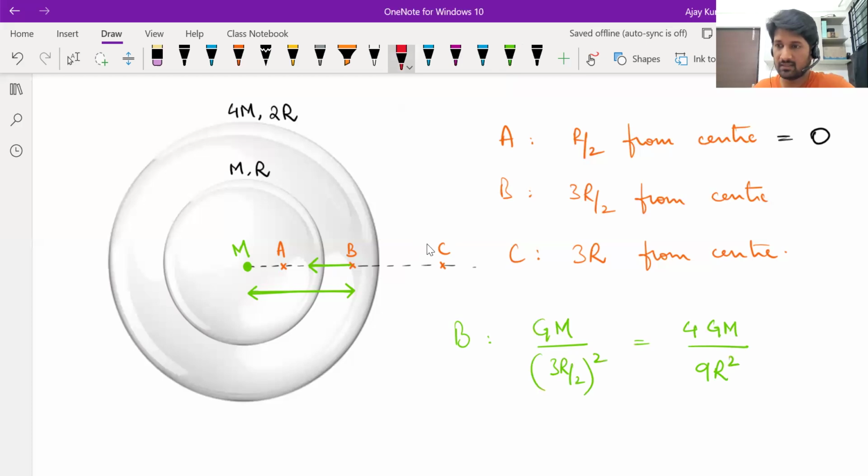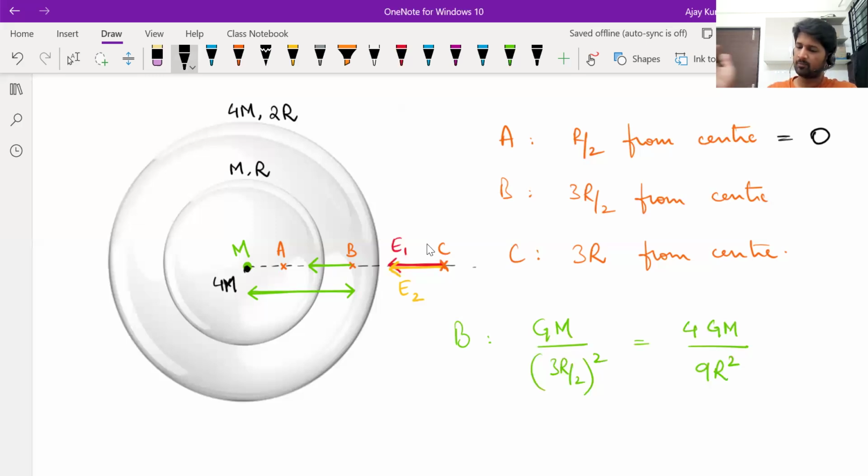Next, consider the point C. The point C is an exterior point to both the spheres. So the inner sphere will produce a field at C that will be towards its own center. Let's call it E1. The outer sphere will also produce a field at C that will be towards its own center, which is the same as the other one's center. Let's call it E2. We have to find out both fields and their resultant. Since the point is outside the spheres, both the spheres can be treated as point masses. So M can be treated as a point mass placed at the center. 4M also can be treated as a point mass placed at the center now.